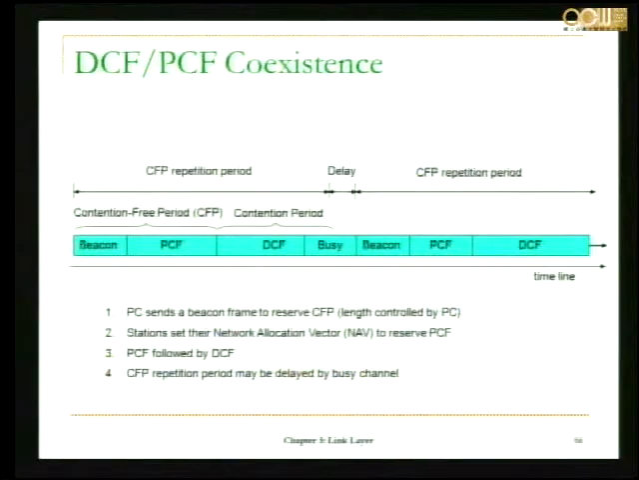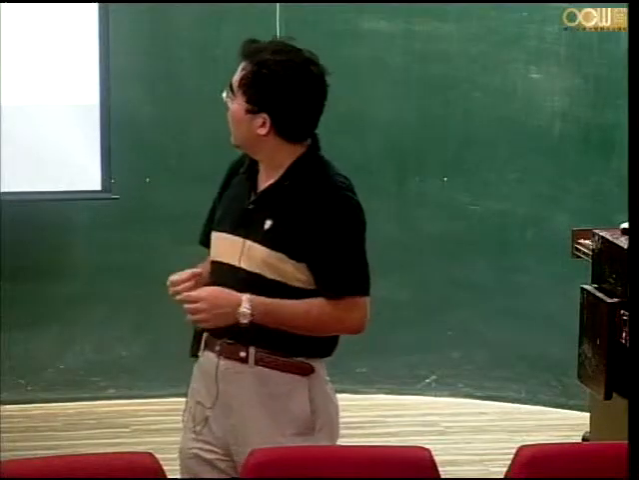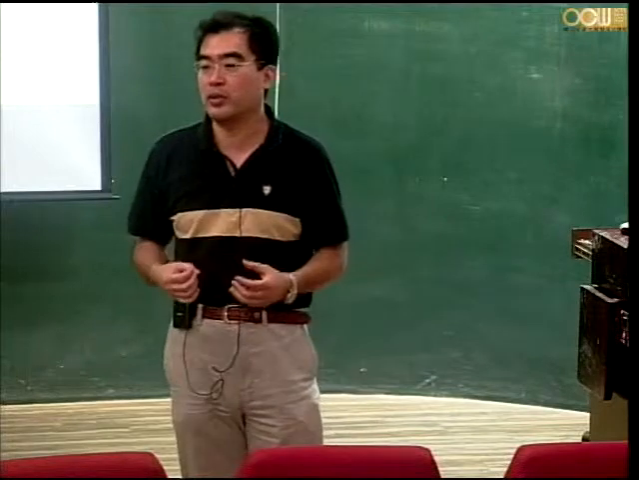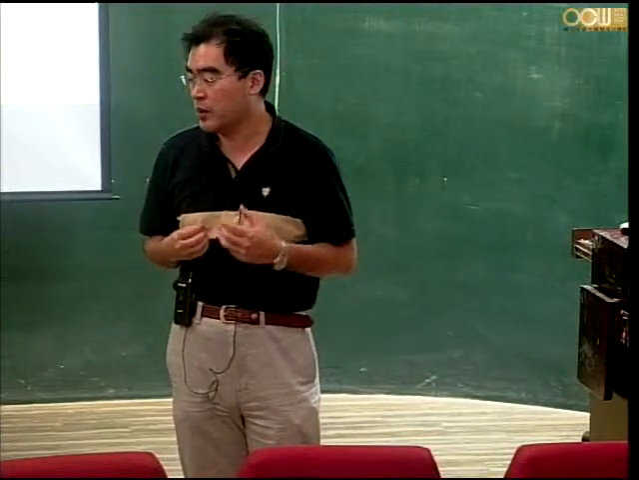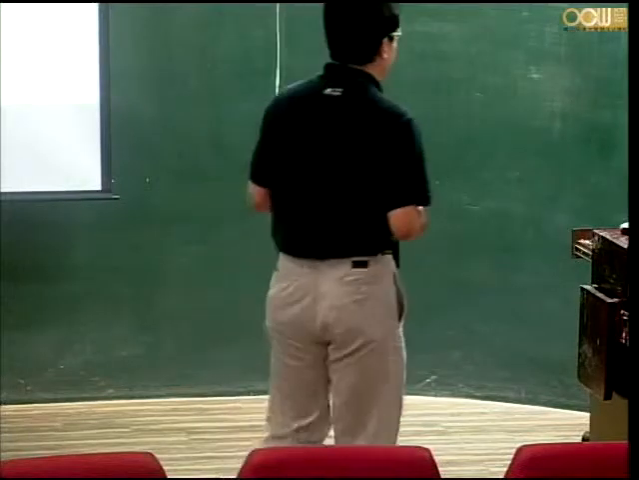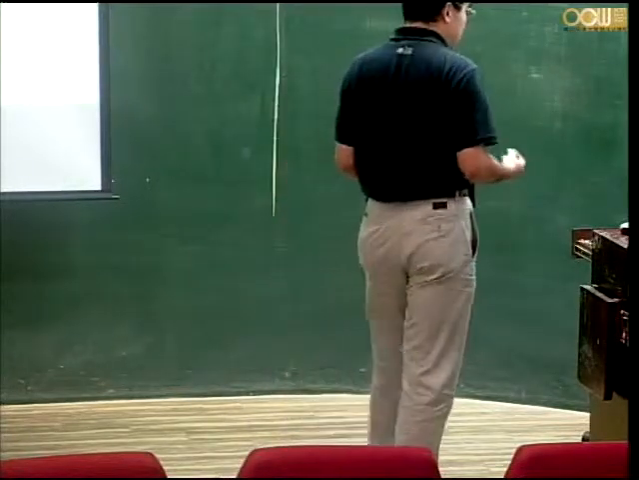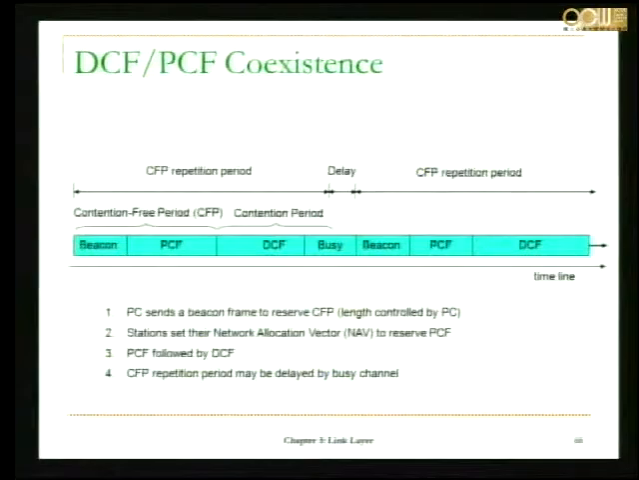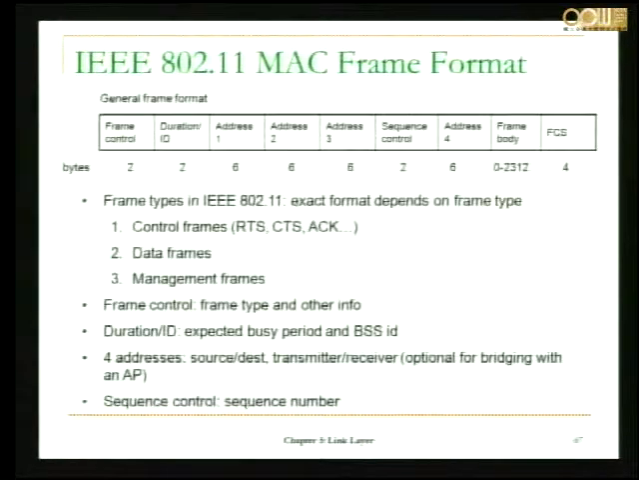Okay, as I mentioned, we use CSMA-CA plus the optional RTS CTS for DCF, but for PCF it's polling specified in 802.11, but it's not implemented in the product. So we are essentially relying on CSMA-CA plus RTS CTS for wireless LAN access.